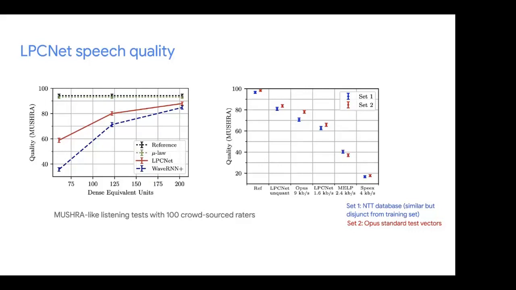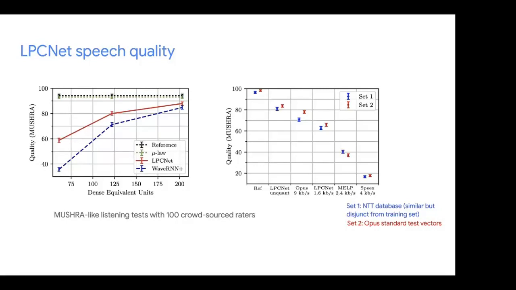We also took another set, which is from the Opus codec. The IETF Opus has some test vectors for compliance test, and we took those test vectors. Funnily, it sounded better on the disjunct test set from a different recording. So apparently the Opus set is easier to code. But more importantly here is that we compare to the LPCNet unquantized from the left.